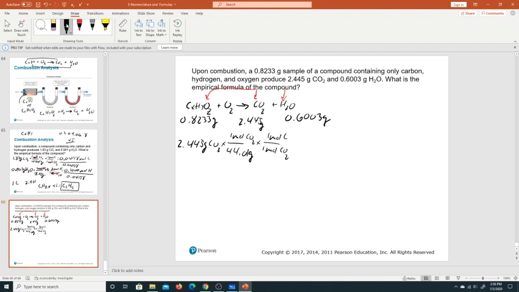So let's do this calculation right now. Write that number down, what we get. 2.445, divide that by 44.01. It's equal to 0.05555, 5, 5, 5, 6. We'll keep 4 sig figs. Moles of C. And let's convert that down to grams as well. Let's maybe do it below here.